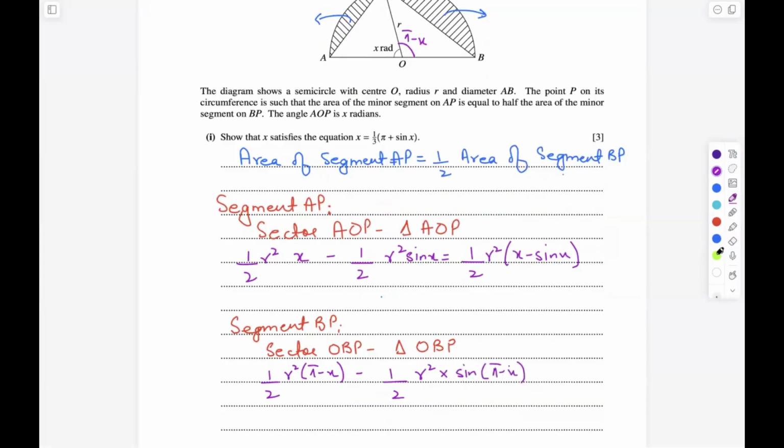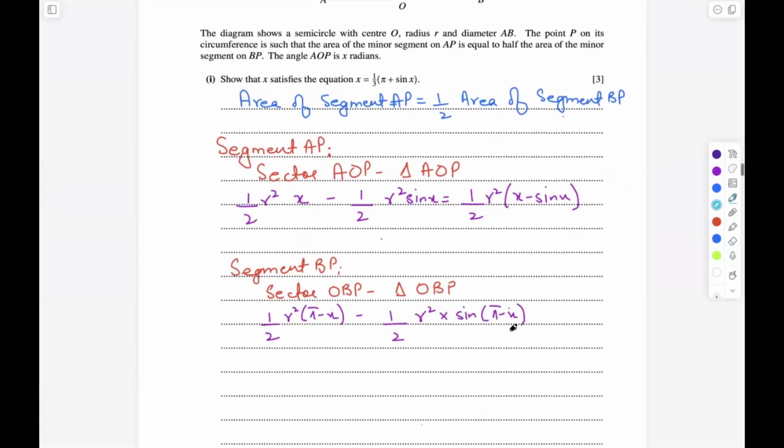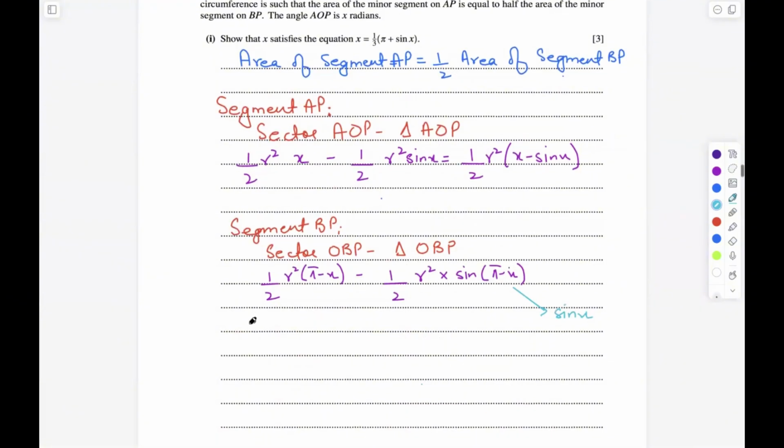Now we know that sine of x and sine of 180 minus x is the same. So it means that sine of pi minus x will be the same as sine of x. So we can simplify it and write it as, taking half r squared common, pi minus x minus sine of x.